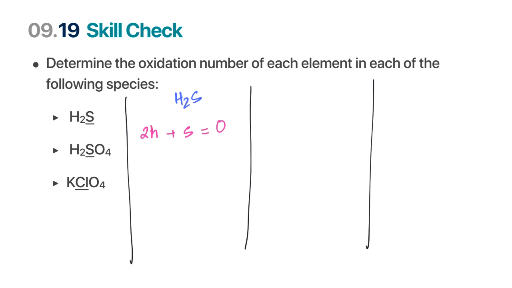Now, each hydrogen, if I look at the periodic table or if I remember from my memory, will have an oxidation state of +1 or a charge of +1. Sulfur I have to find out, so it's my unknown. I could call it X. Let's just call it S. S equals -2. The oxidation state for sulfur is -2 or 2 minus. Let me fix that. Here it is, 2 minus.